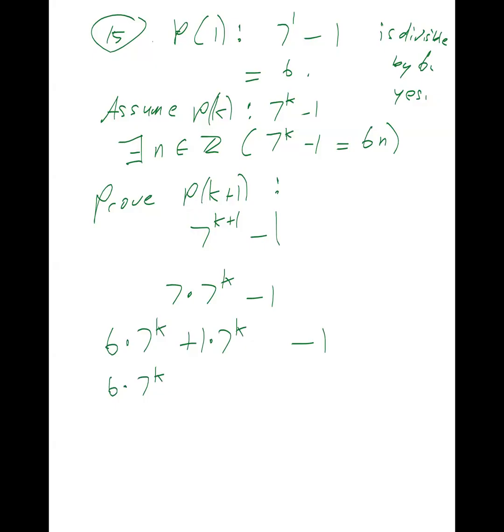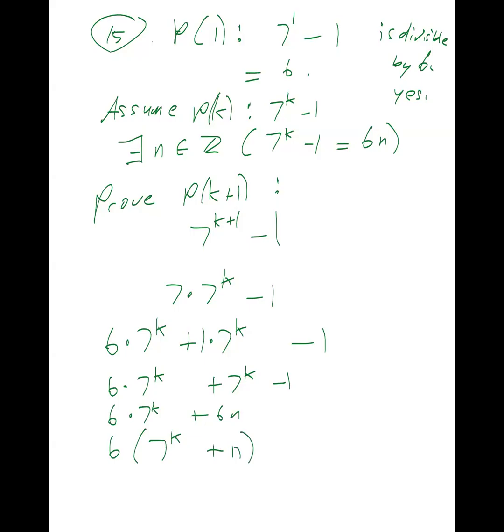If I have one 7 to the k, that's just the same as 7 to the k. And remember, I already know from the previous assumption that 7 to the k minus 1 is a multiple of 6. So therefore, I know that 7 to the k minus 1 is equal to 6n. So this statement right here is equal to 6 times 7 to the k plus 6n. Now you just factor out the 6 from it. So if I take out the 6 that's in common, you'd have 6 times (7 to the k plus n), right? No, sorry, not plus 1, plus n, right?